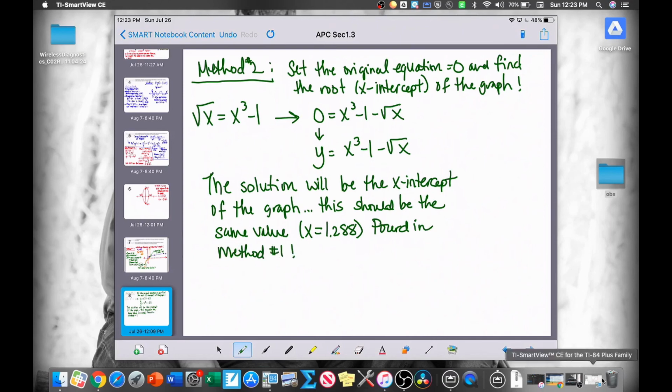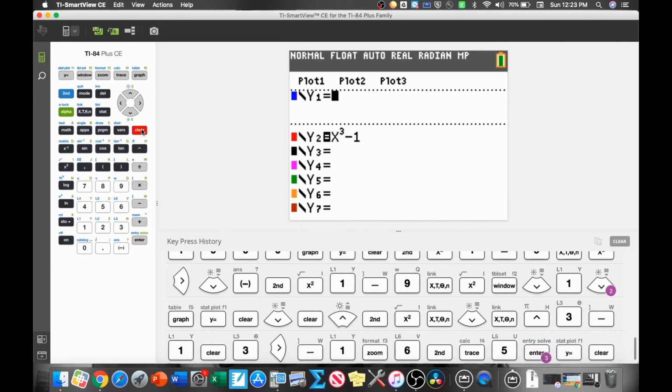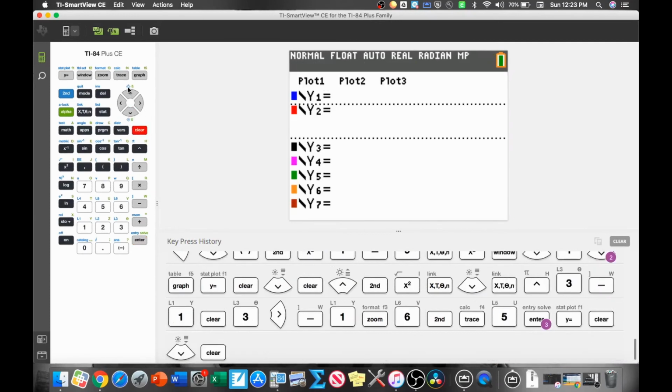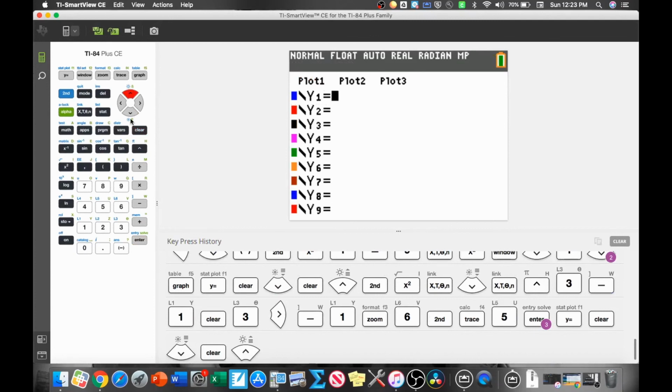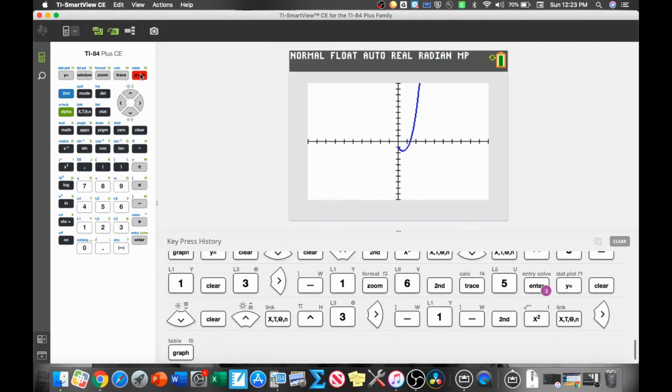So we go back to our graphing calculator, go to our y equals. We're going to clear out the two equations that are in there. And under y1, we're going to put in x cubed, arrow out of your exponent, minus 1 minus the square root of x. Make sure you have all your terms correct. And we'll leave our window at negative 10, 10, and we're going to graph it.